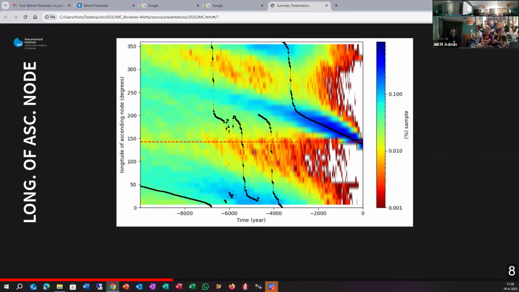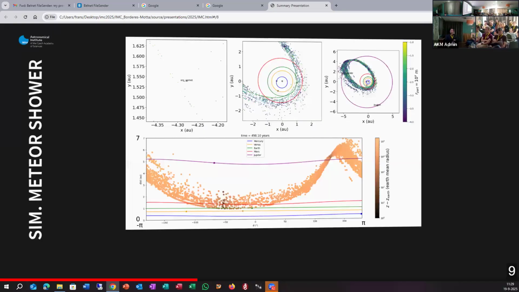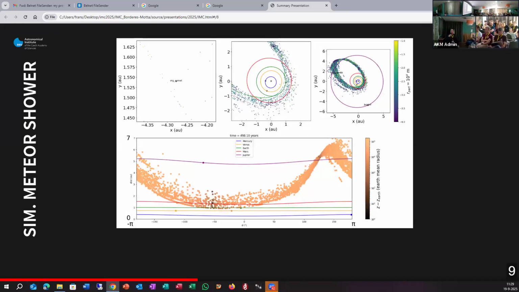And more important, the longitude of the ascending node will tell us exactly when the meteor shower is arriving on the Earth during the year. So we also have around 2000 particles. It's a good number for starting the simulations. So now we go for the main part of the simulations.